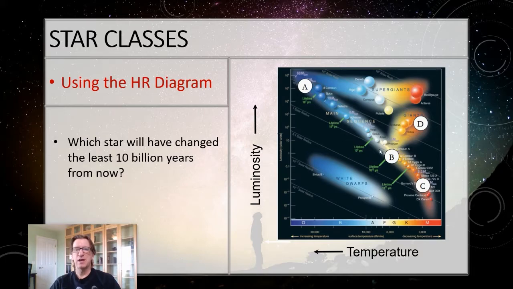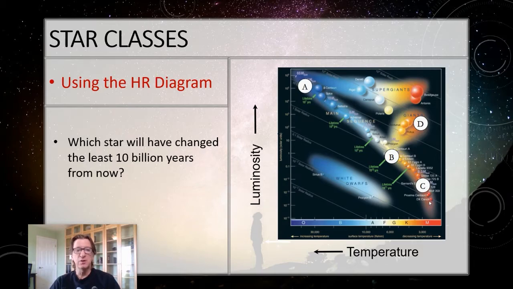All right, star A, star B, star C, or star D. Which will have changed the least? So that means which one has the longest lifetime, right? The longer the lifetime, the less it's going to change. In 10 billion years, our sun will be dead. So certainly that one's not good. This one would have long since been dead. So it must be star C.